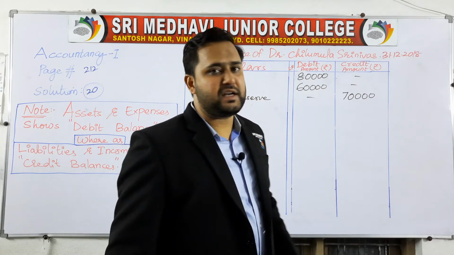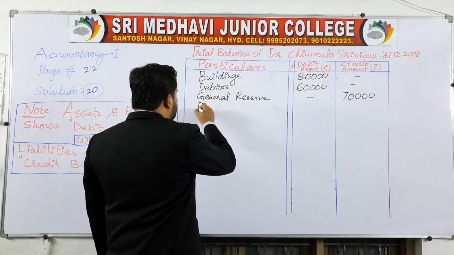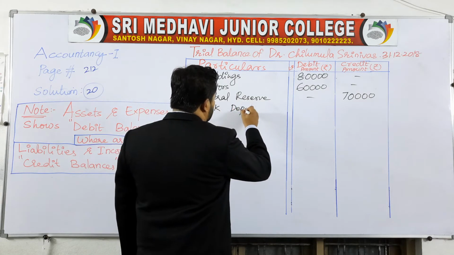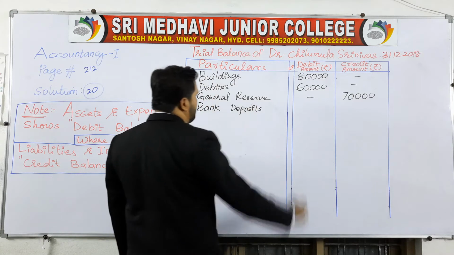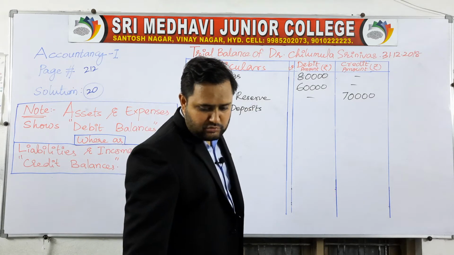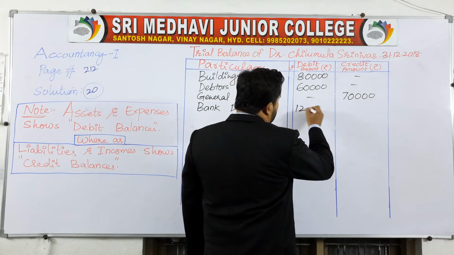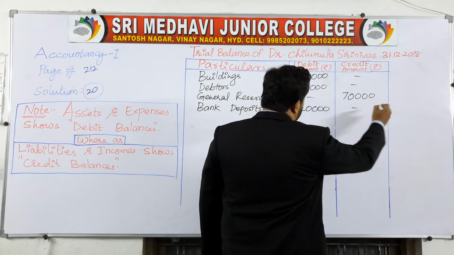Bank deposits. Bank deposits are an asset for you, so you have to write on the debit column. Bank deposits. How much is the amount? 1,20,000. So 1,20,000 is the bank deposits.